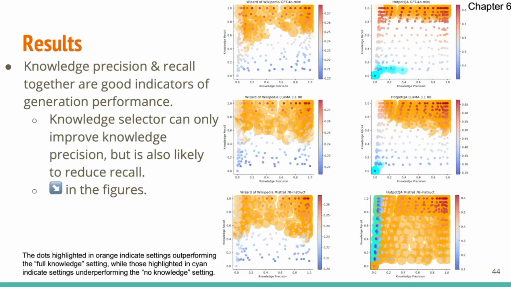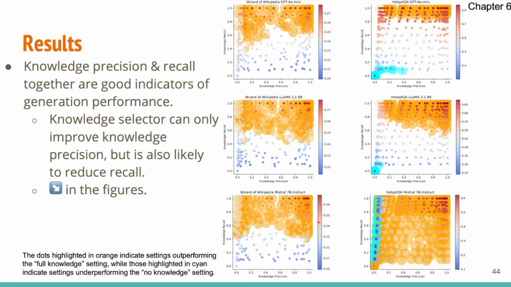More interestingly, in these figures, we found that knowledge precision and recall together are good indicators of the generation performance. In the figures, the x-axis and the y-axis represent the knowledge precision and knowledge recall score, respectively. And we found a smooth transition of the colors as we vary the knowledge precision and recall scores. These colors encode the RAG generation performance.